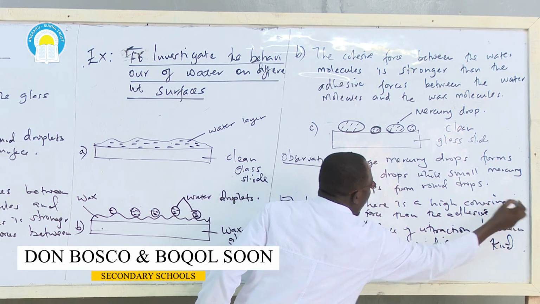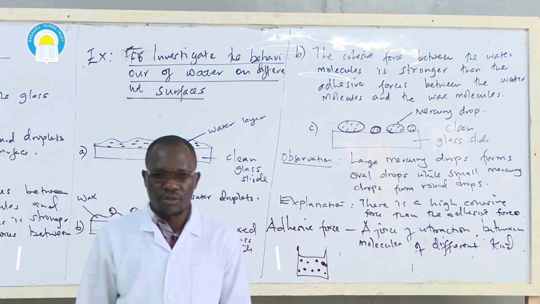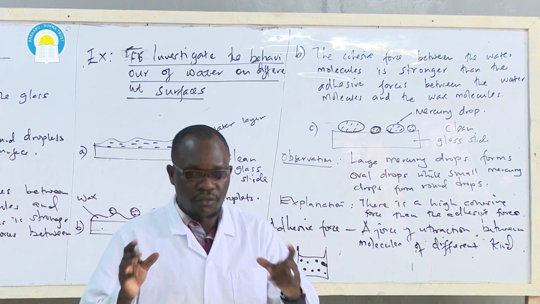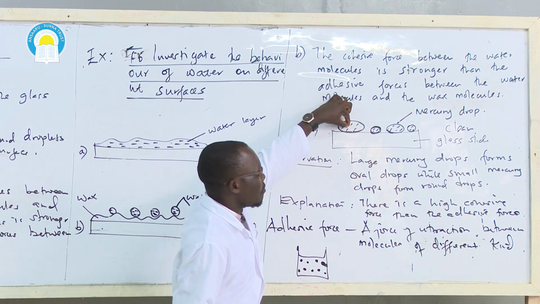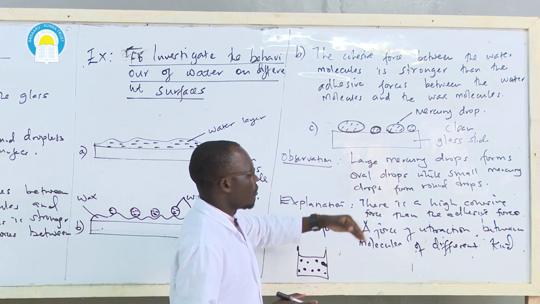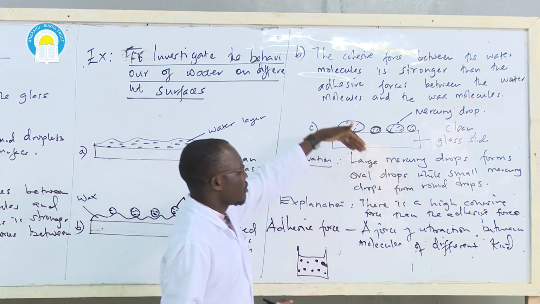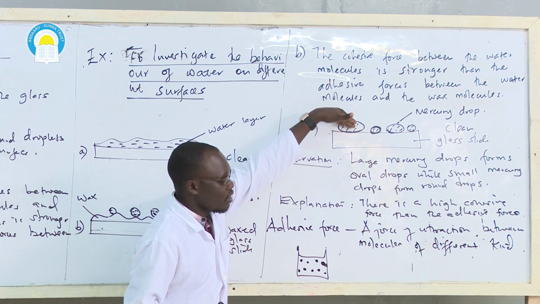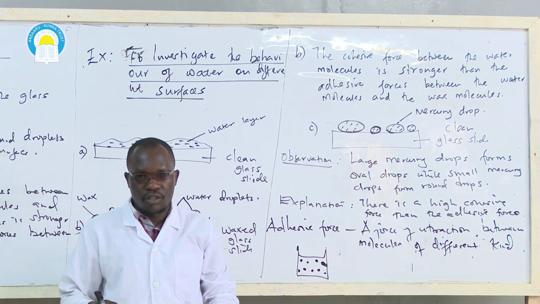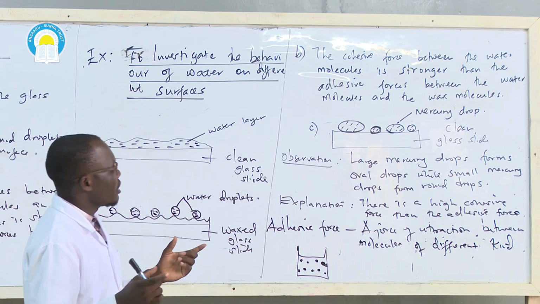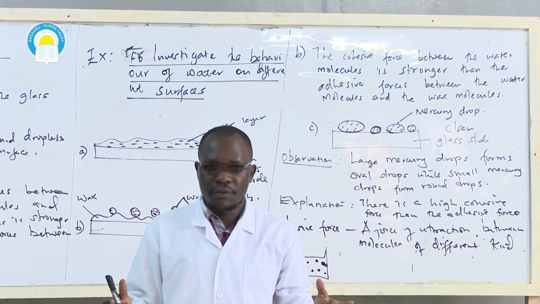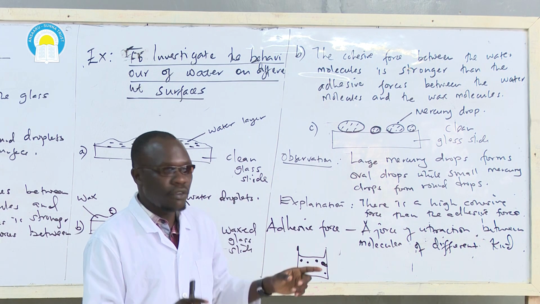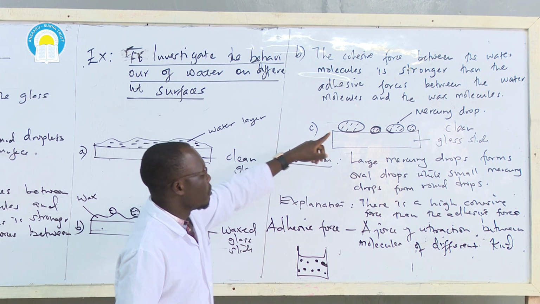You understand when I talk of cohesive force, what am I referring to? An attraction between molecules of the same kind. In this case, we are talking of the attraction between the molecules of mercury themselves. When I talk of adhesive forces here, we are referring to the attraction between the molecules of mercury and the surface molecules. So when there is a high cohesive force than adhesive force, we don't expect the surface to be wet. We expect formation of droplets. So we are going to have formation of droplets.